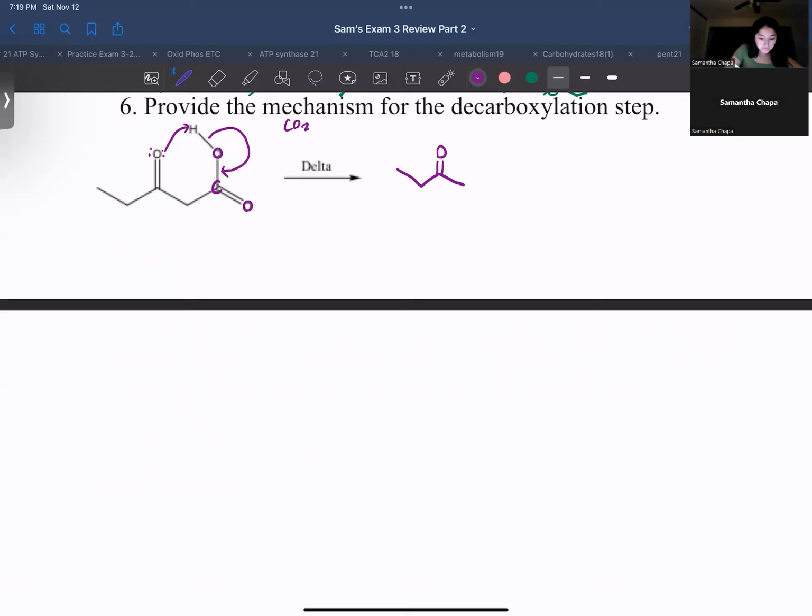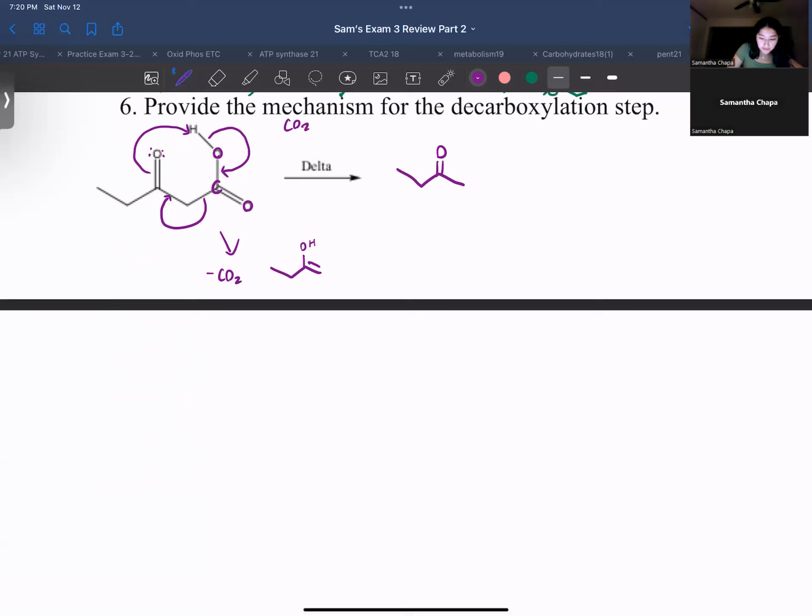So then when I do that, we know that we can't have 5 bonds to this carbon right here. So then what I'm going to do is I'm going to break this bond and create a double bond between my carbonyl carbon and the alpha carbon. When I do that, I make an enol. And that's what it looks like. I'm sorry, this should go from the bond to this hydrogen. And that's how you make the enol. So then you lost CO2.